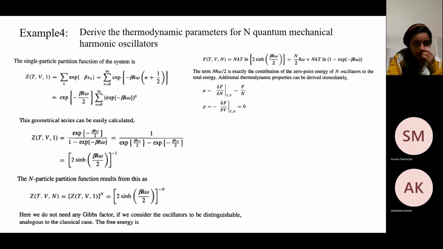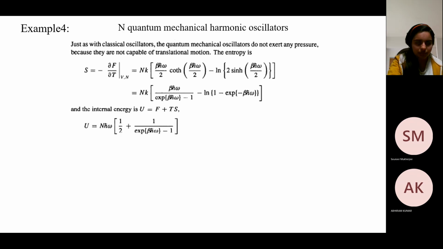Okay. So now, once you find the expression for the free energy, you can also find the expression for the entropy or the internal energy. And here you can see that this is your 0 point energy, right? N h cut omega into half. This is your 0 point energy.